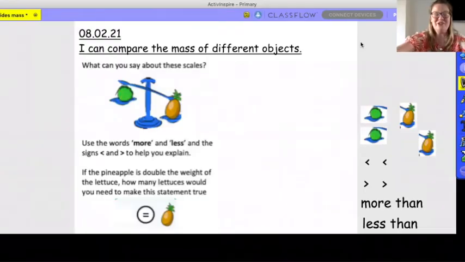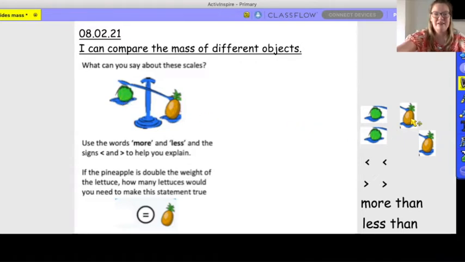Welcome back, Year 2, and great job with your adults on trying to solve this one. Let's go through it together. So to begin with, we can see that the pineapple is heavier because the scales are further down. This means it has more mass. The lettuce, therefore, must be lighter. Therefore, it has less mass.